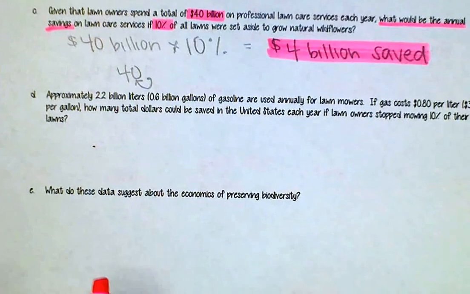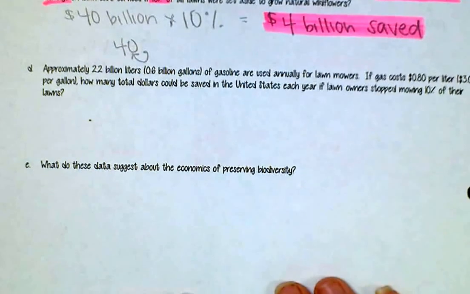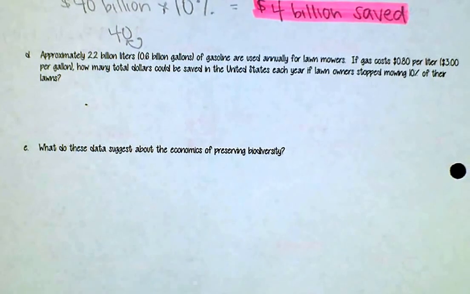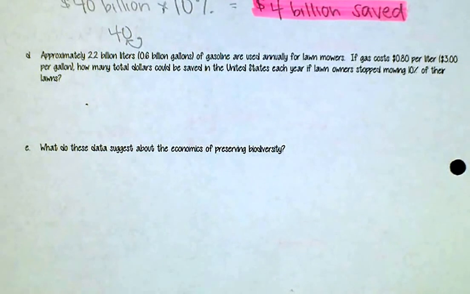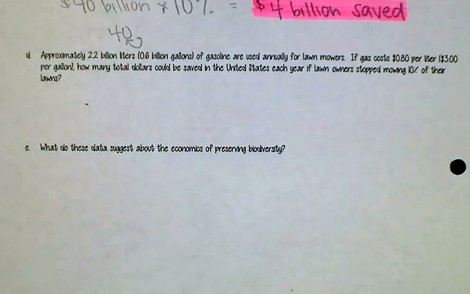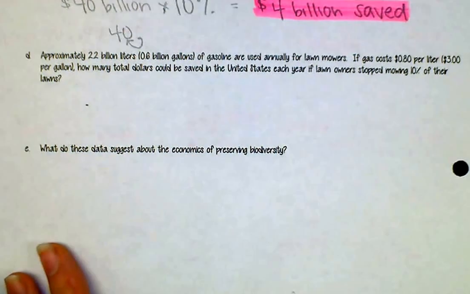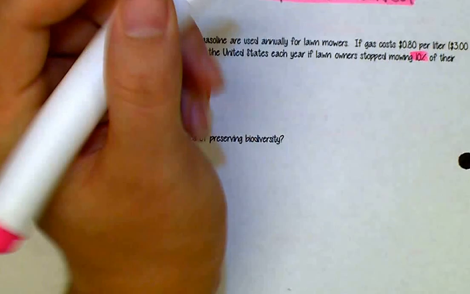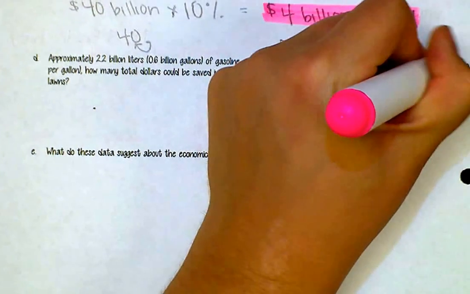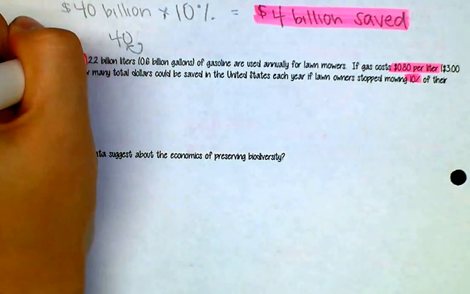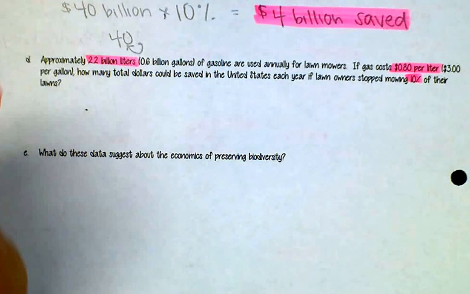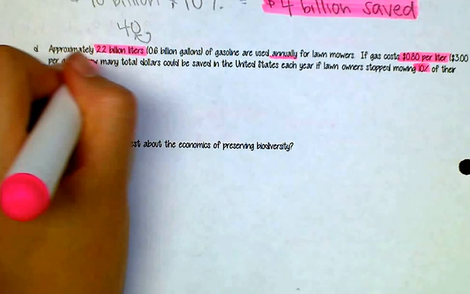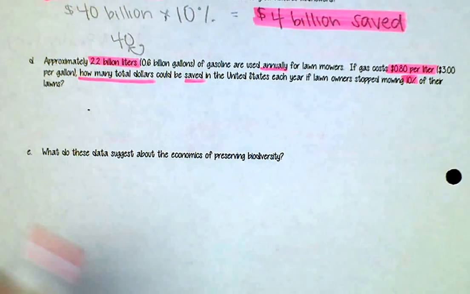Alright, next, part D. It says approximately 2.2 billion liters of gasoline are used annually for lawnmowers. If gas costs 80 cents per liter, how many total dollars will be saved in the United States each year if lawn owners stopped mowing 10% of their lawns? So here we're at saving 10% again. We know that gas costs 80 cents per liter. We know we use 2.2 billion liters every year. That's what annually means. So we want to know how many total dollars could be saved.